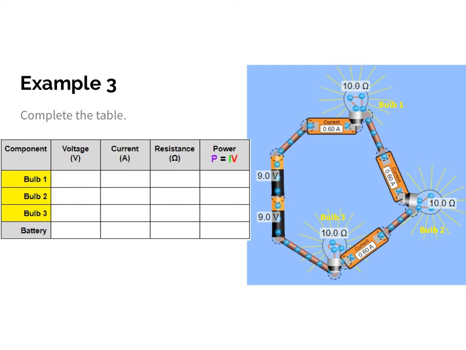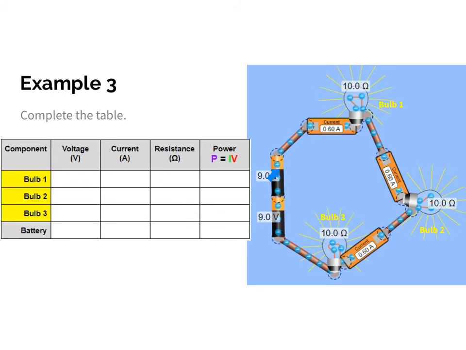And this is going to lead us to our last example here, and this is what you're going to be doing in the lab simulations. Now we're going to relate all 4 of these variables, voltage, current, resistance, and power, but we're going to look at the individual components. What I have here is a snapshot of the simulation to show some of the values that we have.